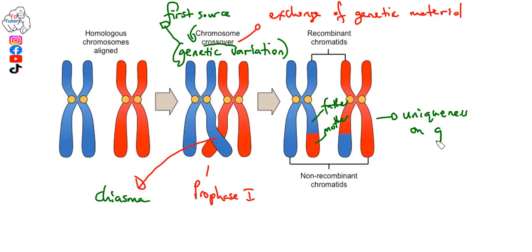Gametes are formed through meiosis, because meiosis is the process that forms gametes. Okay, so now we understand the homologous chromosomes: one is from the mother, one is from the father.